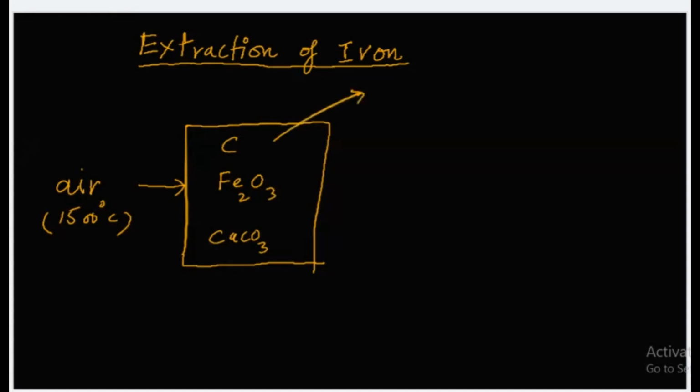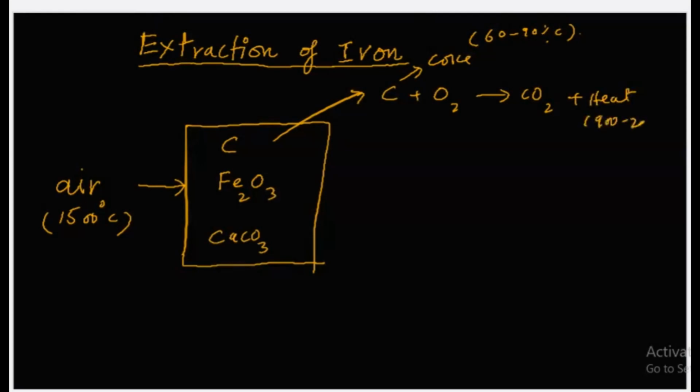Number one, the carbon reacts with the oxygen to form carbon dioxide. This carbon is coke. Coke is the best form of carbon, which contains approximately 60 to 90% carbon. Coal contains less carbon. So if this carbon reacts with the oxygen to get carbon dioxide, this is an exothermic reaction in which the temperature of the blast furnace increases from 1900 to 2000 degrees Celsius.